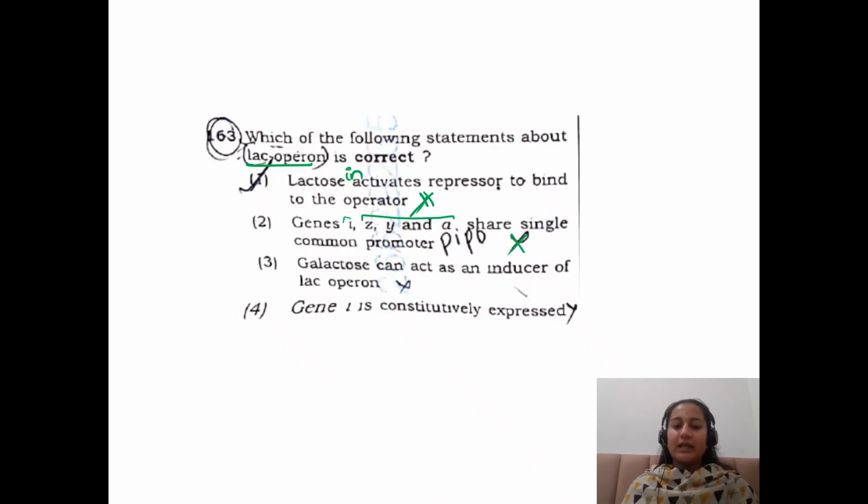Galactose can act as an inducer of lac operon. No, only lactose can act as an inducer. Gene I is constitutively expressed. This statement is correct. Whether the lactose is present or not, gene I will be constitutively expressed. So this question is from the molecular basis of inheritance. Answer will be 4.